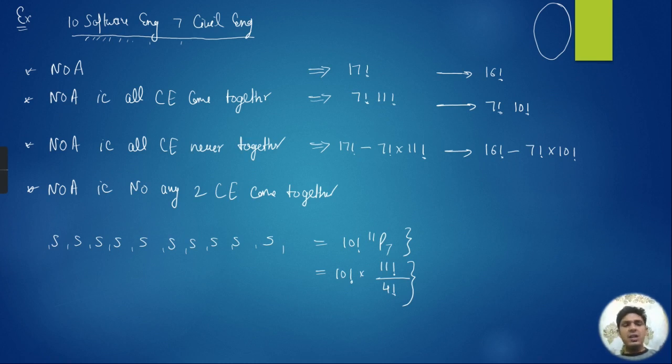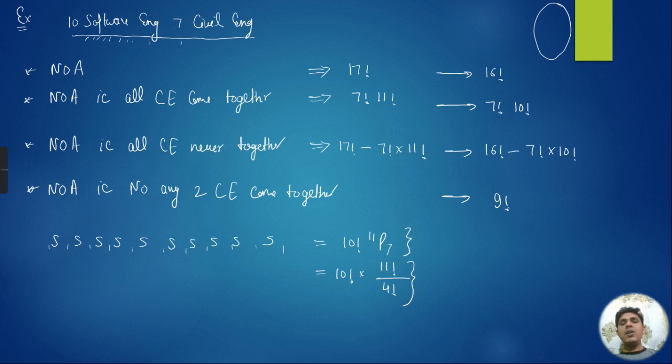If we check the last question, number 4 here, that is the number of arrangements such that no two civil engineers come together. For this, first of all, arrange all 10 software engineers in a circle. All 10 software engineers can be arranged in factorial 9 ways.